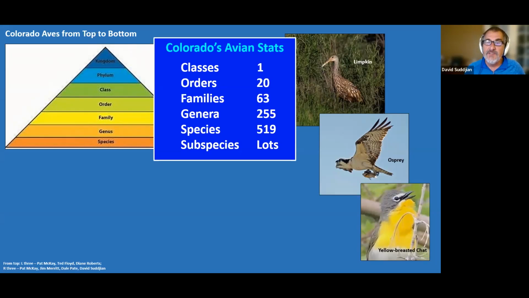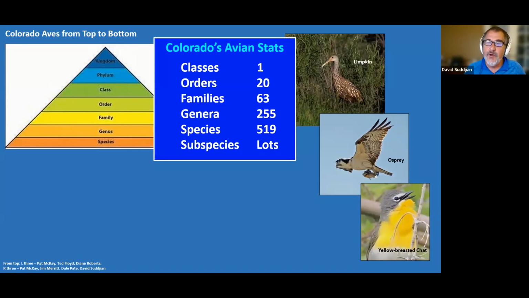And then we have 63 families of birds recorded in Colorado. In fact, we just added a new family a couple of years ago with our most recent new species for the state, which was the limpkin shown on the right. In fact, that was the individual bird that added that family for Colorado. So that's kind of cool. But 63 different families, so our number is increasing.